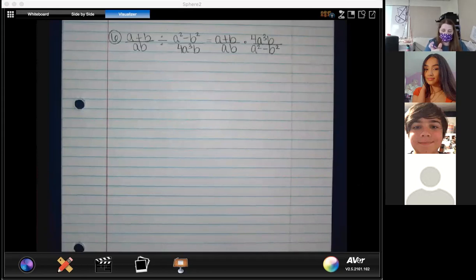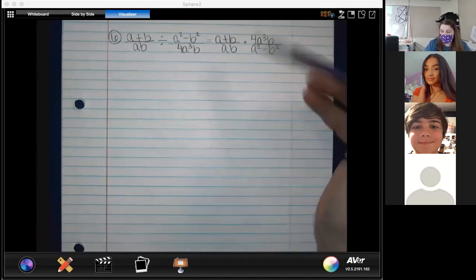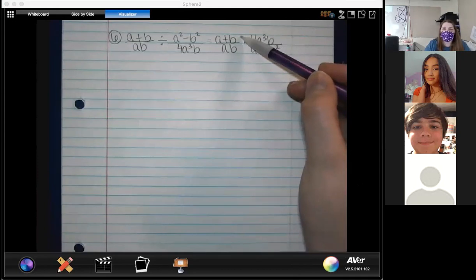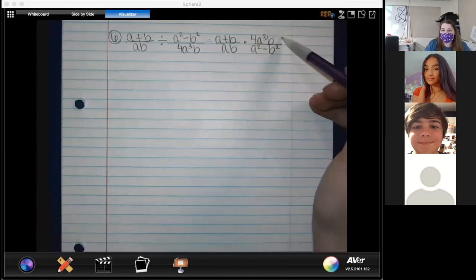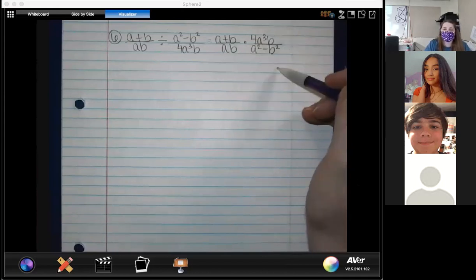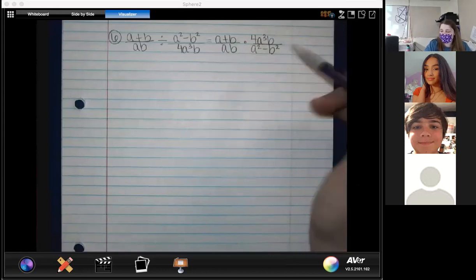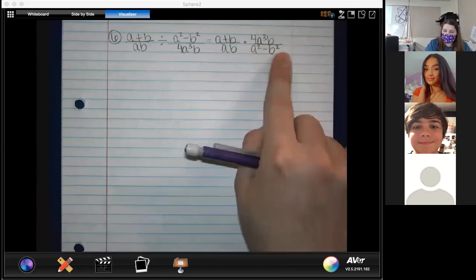So far, two answers in the chat. So let's see what we got. Looking at the first fraction, is there anything I can simplify in the numerator? No. Anything in the denominator I can simplify by factoring? No. Anything in the top right that I can simplify by factoring? No. And the thing in the bottom I can simplify by factoring? Yes, we should have A squared minus B squared.